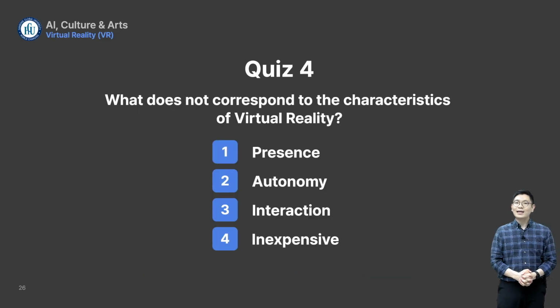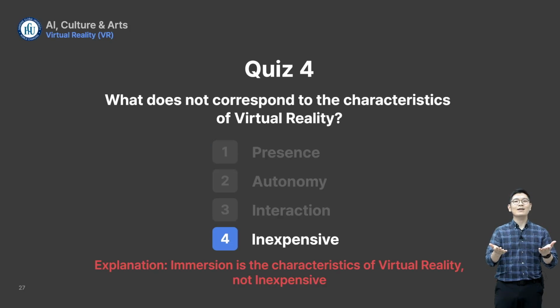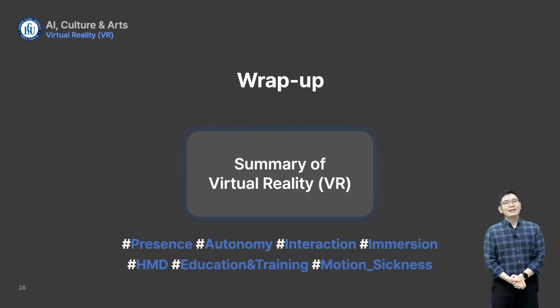Last question. Please select one answer among these. What does not correspond to a characteristic of virtual reality? Number 1, presence. Number 2, autonomy. Number 3, interaction. Number 4, inexpensive. I will give you 5 seconds. 5, 4, 3, 2, 1. The answer is number 4. That's right. Immersion is a characteristic of virtual reality, not inexpensive. That's a good job. All right.